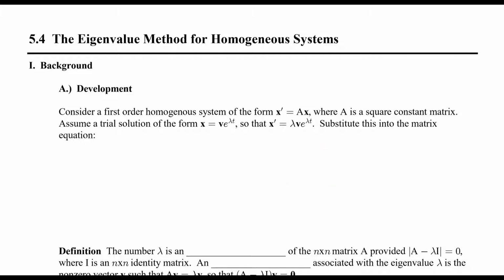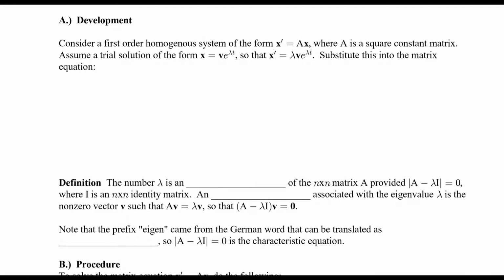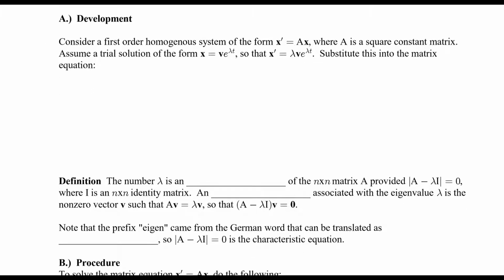Consider a first-order homogeneous system of the form x bar prime equals Ax. Now remember, the bold print indicates that we're dealing with a column vector. When we write it by hand, we put a bar over it or a vector hat over it. A is a square constant matrix. That's going to be the coefficient matrix. As we did with single differential equations, we're going to assume a trial solution of the form x equals v bar e to the lambda t.